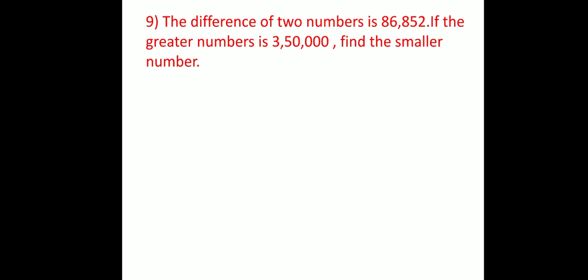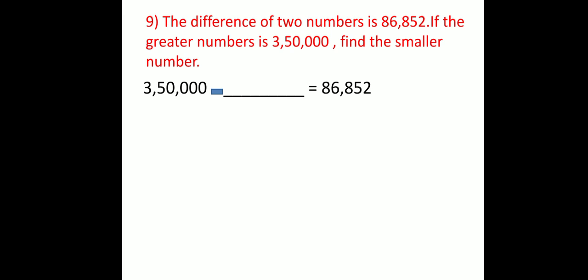And then ninth one, this is the last one also, 9th sum. The difference of two numbers is 86,852. If the greater number is 3,50,000, find the smaller number. Means biggest number minus smallest number equal to 86,852. What is that smaller number? Means 3,50,000 minus which number gives the 86,852?